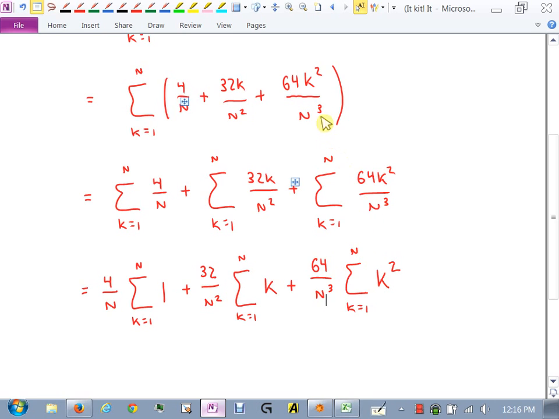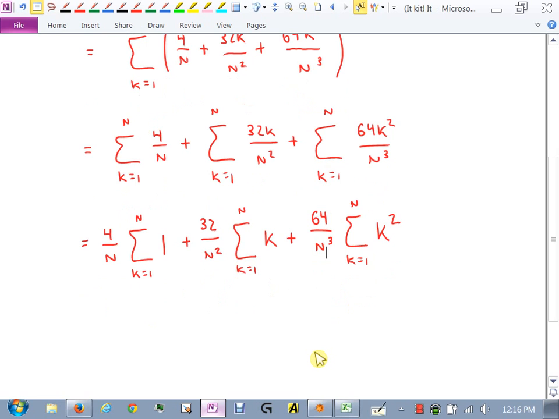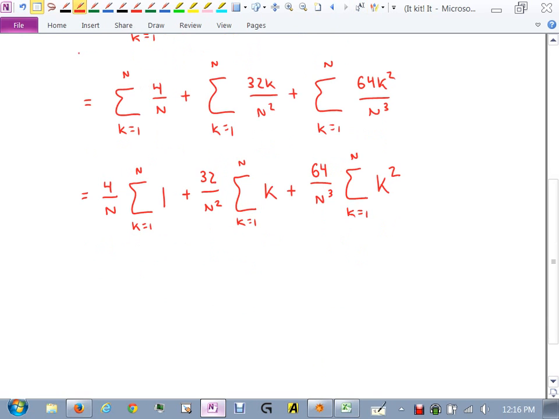Right there. I forgot to write it. It was cubed here, cubed here, cubed here. Now, let's talk about what each of these formulas, what each of these sums give us.